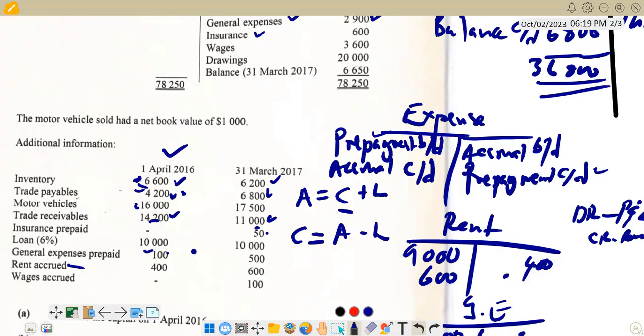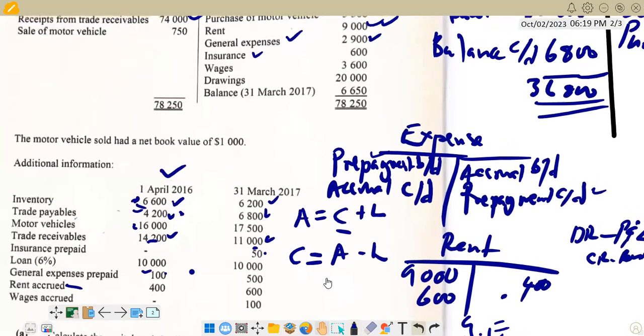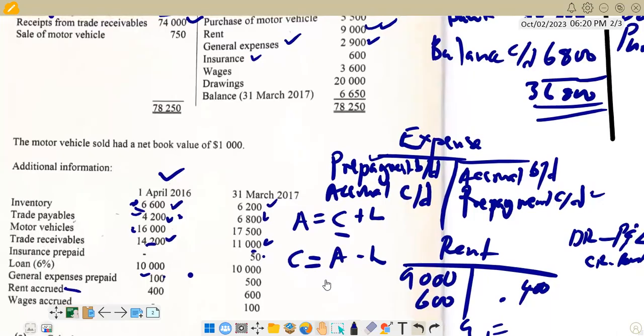And we know that prepayments we subtract, because with prepayments we are saying the amount was paid in advance and it doesn't belong to this year, so it should be charged for next year in the income statement. This is a principle that we are abiding by, the matching concept. So we subtract it from the figure for insurance in the cash book, which is 600. So we're going to say 600 minus 50 for insurance.